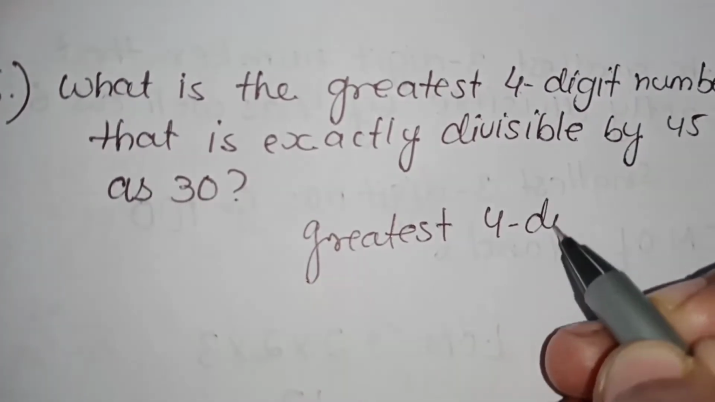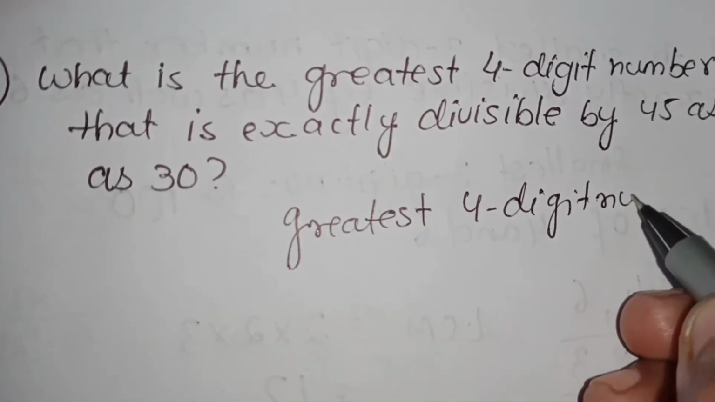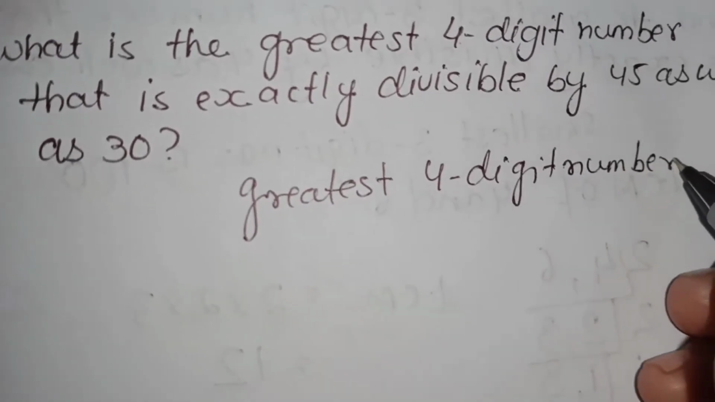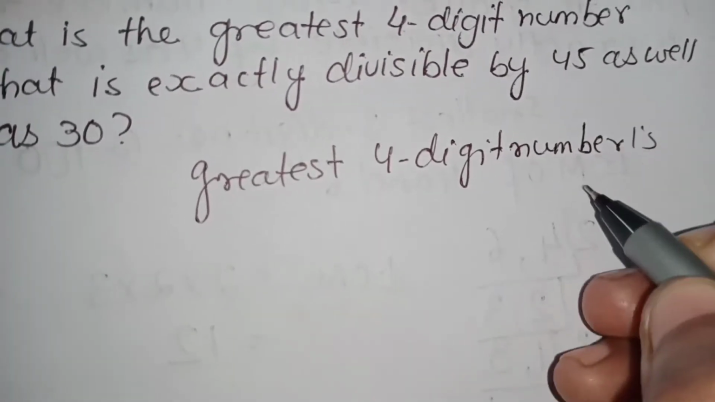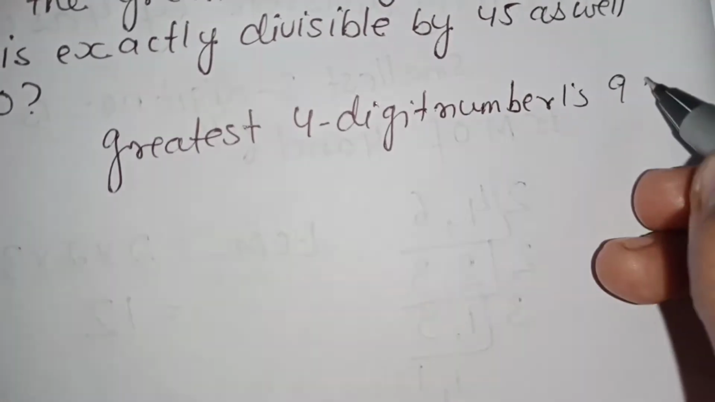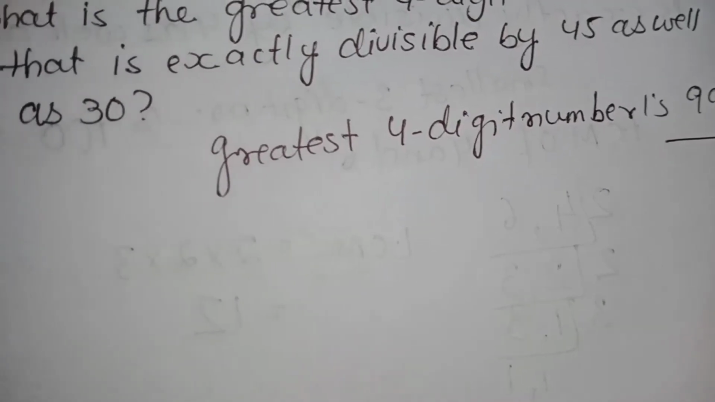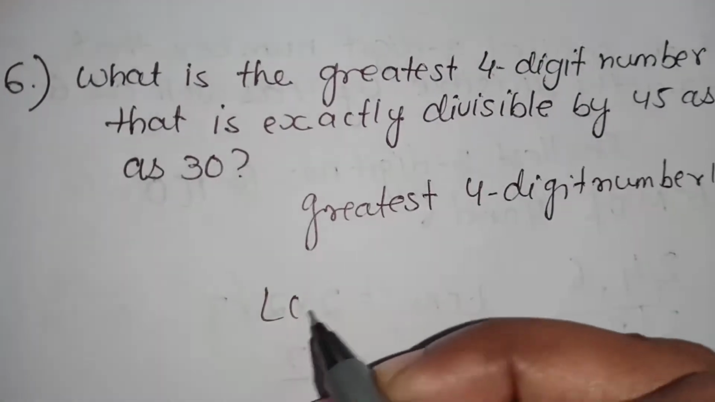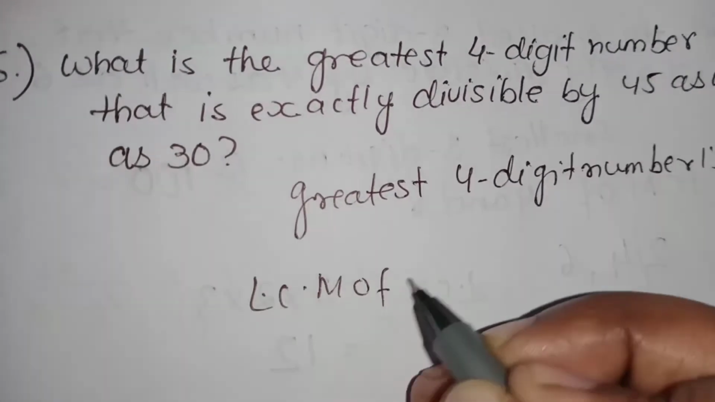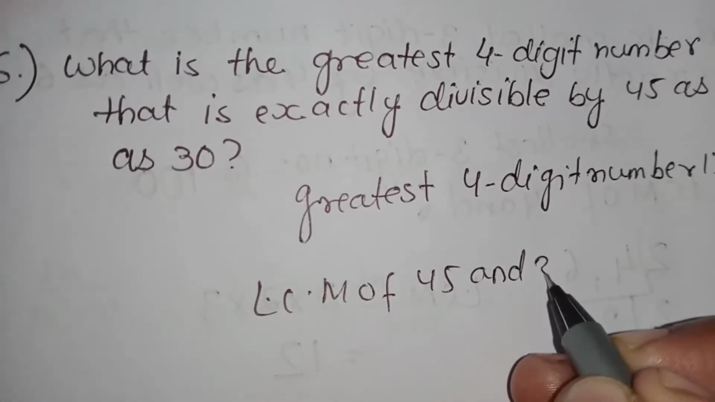Greatest 4-digit number. So what is the greatest 4-digit number? You know that you will write 9 four times, 1 2 3 4. So this is the greatest 4-digit number, that is 9999. Now what we will do, we will find the LCM of 45 and 30.